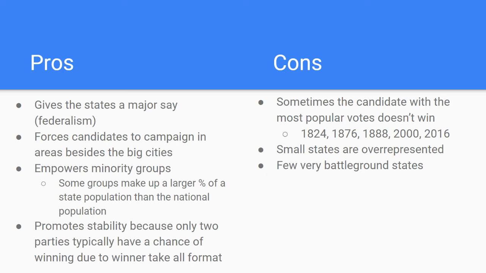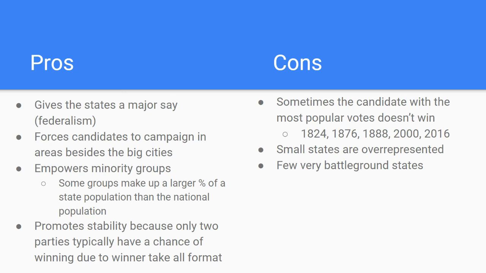There's not a whole lot of battleground states. You saw that in the election. Most states we generally know are going to vote either Democrat or Republican every single year. Then there's only a handful, maybe eight states, that can go either way. And it seems like the candidates put all their focus in those states.